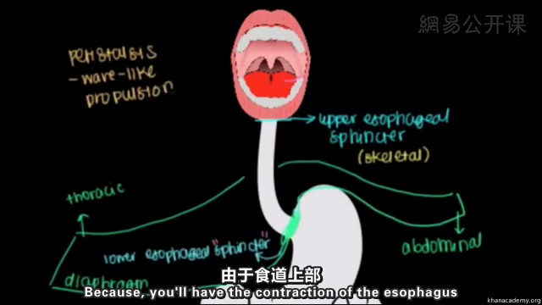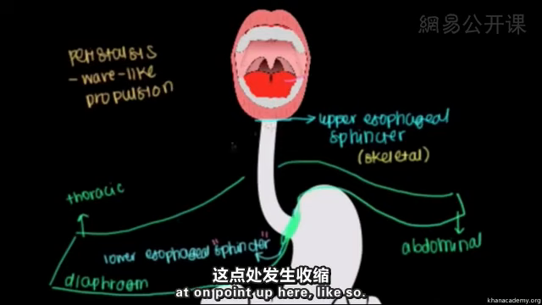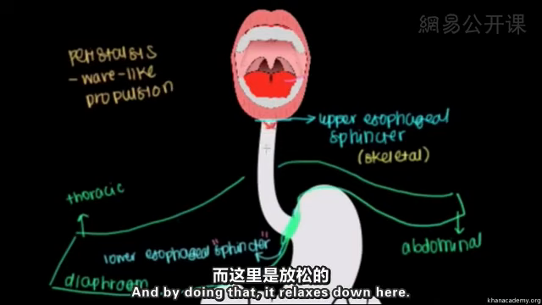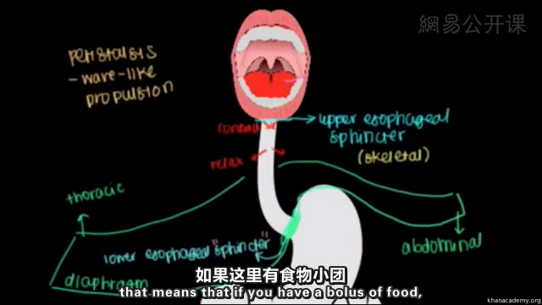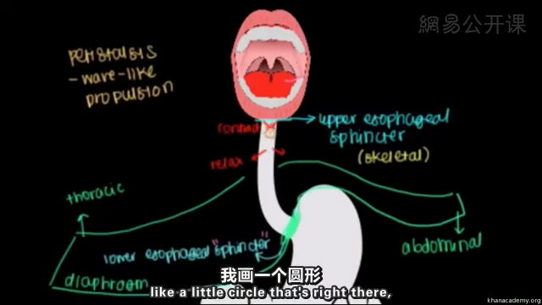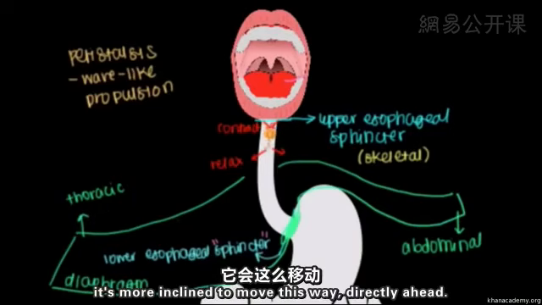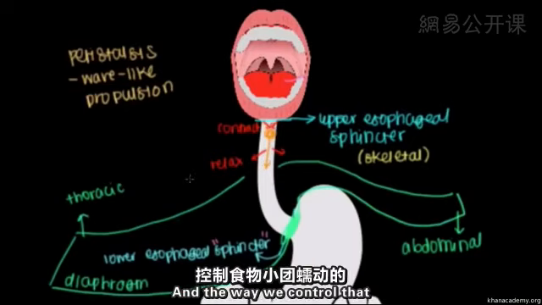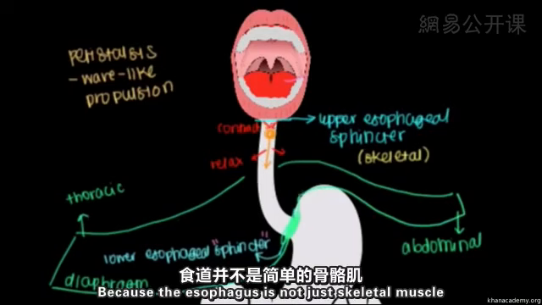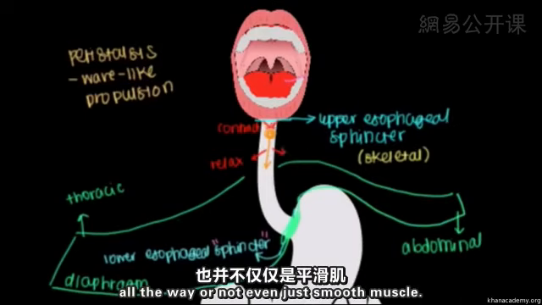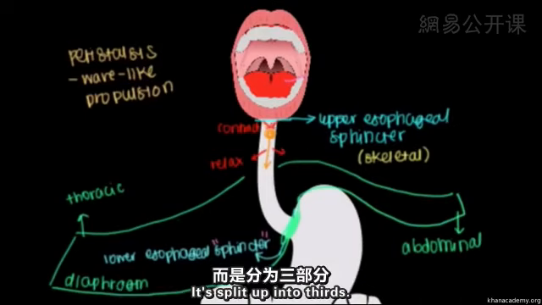Because you'll have the contraction of the esophagus at one point up here, like so, and by doing that, it relaxes down here. It relaxes here. And so, when it relaxes here and contracts up here, that means that if you have a bolus of food, like a little circle that's right there, it's more inclined to move this way, directly ahead. And that's peristalsis. And the way we control that is in three parts along the esophagus, because the esophagus is not just skeletal muscle all the way, or not even just smooth muscle. It's split up into thirds.